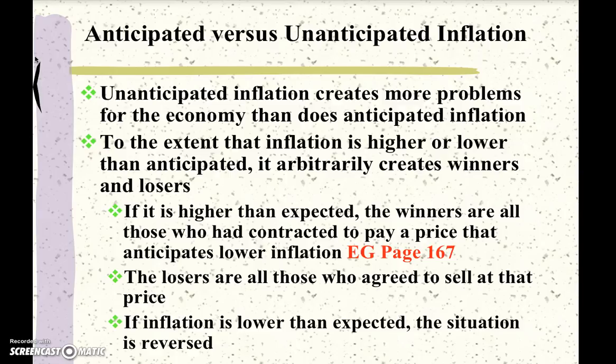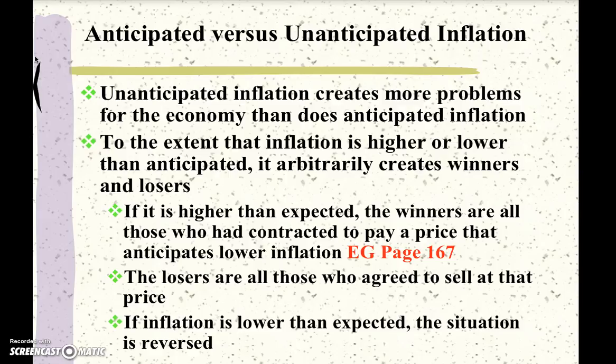So it says here that unanticipated inflation creates more problems for the economy than does anticipated inflation. It makes sense, because if you anticipate it, you can better plan. If it's unanticipated, you cannot plan as effectively. So he says here that to the extent that inflation is higher or lower than you actually expect, it arbitrarily creates what we call winners and losers. And again, it goes back to our equation, R is equal to N minus I.